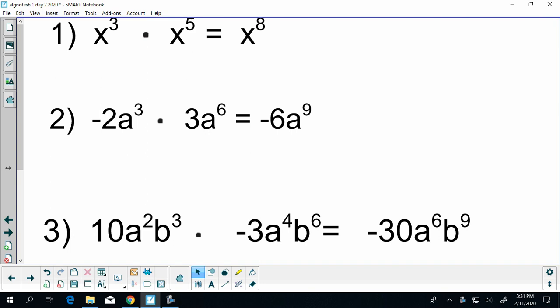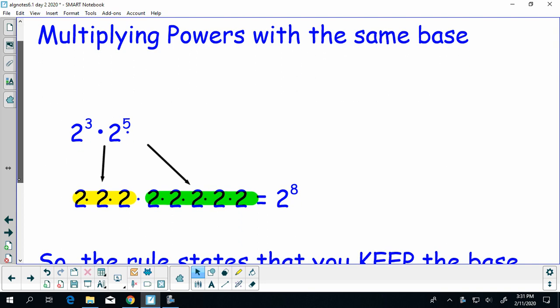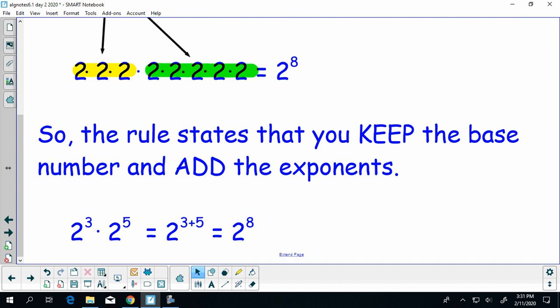So this first page is an exploration page trying to figure out what the rule is. And you can see here the expanded form where we write out 3 2's and 5 2's, and that gives us 8 2's, and the answer being 2 to the 8th power. Okay, so the rule states that if you keep the base number exactly the same, so it was a 2, it's a 2 here, so if you keep that 2 the same, then you can add the exponents, 3 plus 5. So your final answer is 2 to the 3 plus 5, or 2 to the 8th power. And you could write that as extended form, or you could also just think about how you wanted to add that 3 plus 5 to get it.